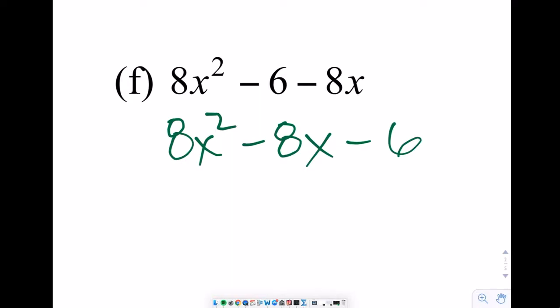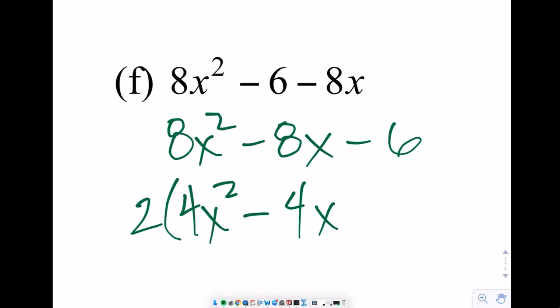GCF, which is 2. So I'm left with a 4x squared. Make sure you pull the 2 out. Minus 4x, and then minus 3. And there you go, you've got a quadratic. There's a 4 instead of a 1, and now you have a negative 3.